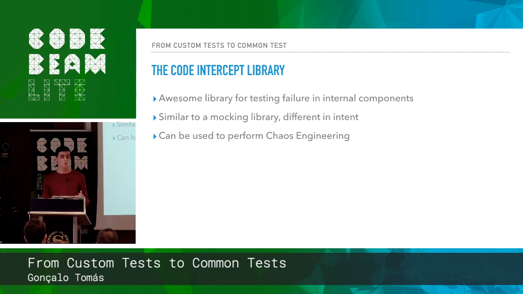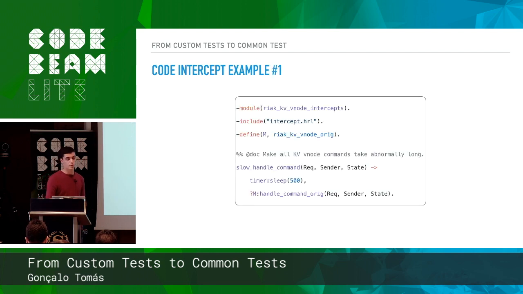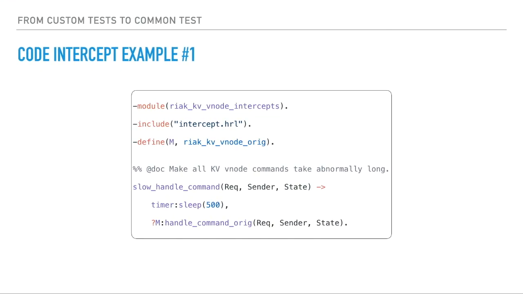Because sometimes internal components of the system make some assumptions on the response times that requests take. And when you make the assumptions go away, things start to break. This is a very good way to test for the robustness of the code that was written. So this is one of the intercepts. This is actually code that's used to test Riak. This one is an intercept for Riak KV vnodes.